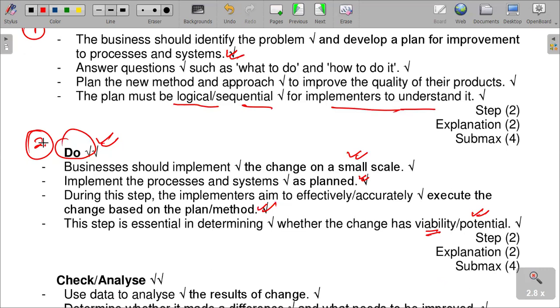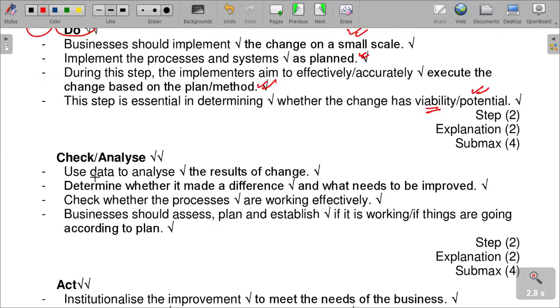And then planning of the system, it must be according to the plan, and effectiveness and accuracy must always be the drivers towards the process or method, which is to say that the viability and potential of the plan must always be essential in determining this is the step that must determine that.